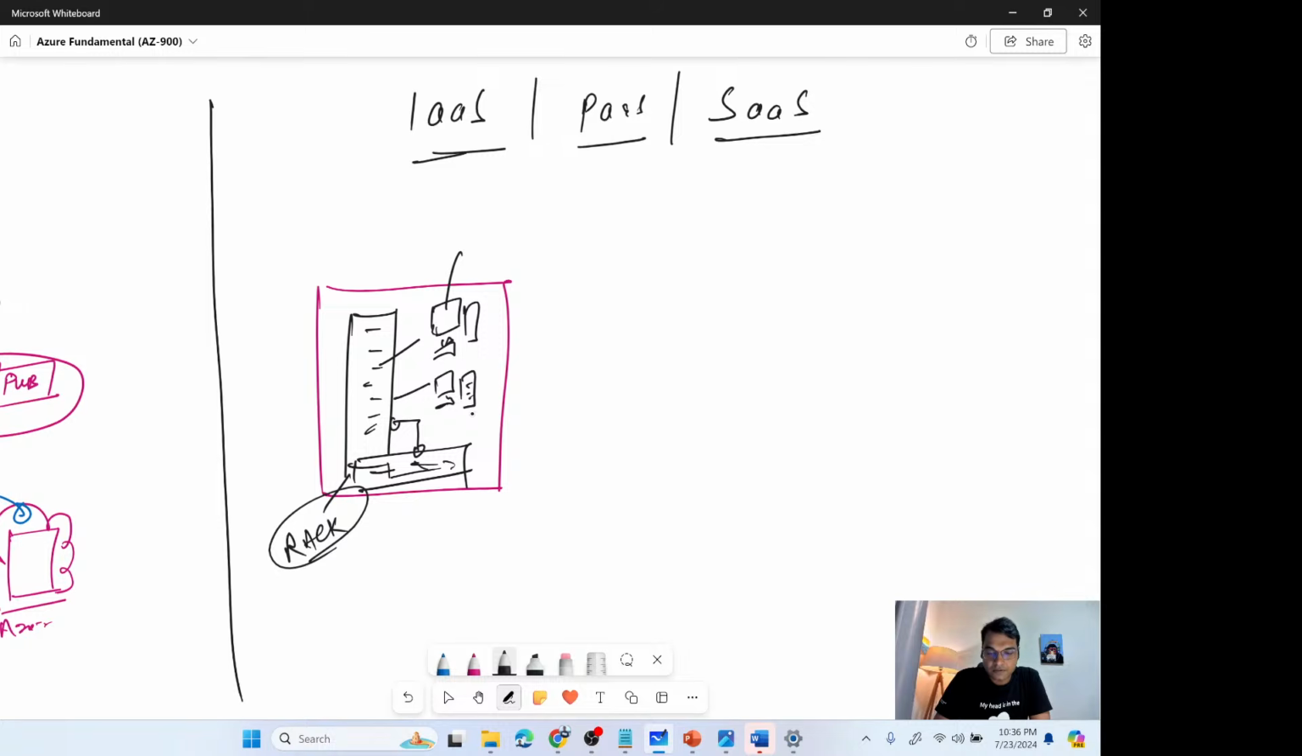Now, infrastructure as a service. Since she has decided to move everything to the cloud, what happens here is that for her, there are three ways in which she can think about moving whatever she was running on premises to cloud. And what was she running? She was running a website, right? So she was basically running a website.